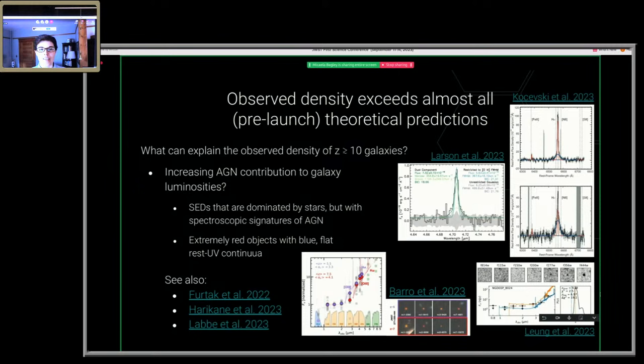We also have this sample of extremely red objects that have a blue, flat rest UV continuum and then a very, very red continuum towards the rest frame optical. These galaxies generally have morphologies in the redder bands that are more point-like. So that could indicate that the AGN light is starting to dominate at the rest frame optical, but perhaps the stellar light is still dominating at the rest frame UV. I'm not sure that we can conclusively say anything about this yet. Of course, more observations are coming, and that's going to be really exciting. But it does not seem to be the case that the UV light from these galaxies is overwhelmingly dominated by AGN.